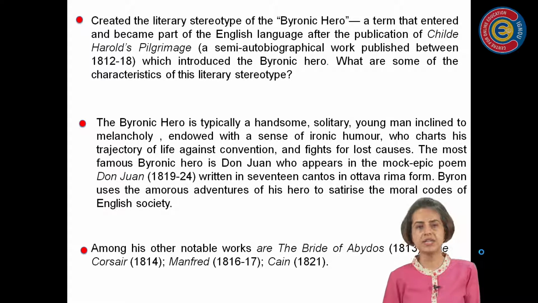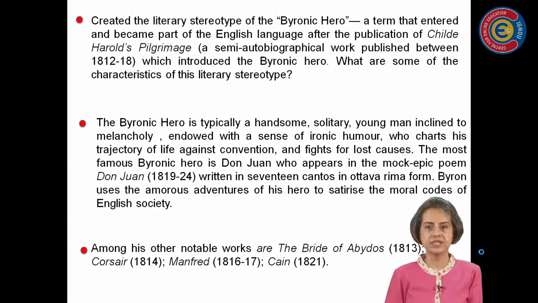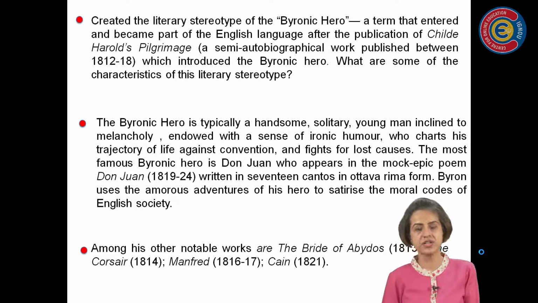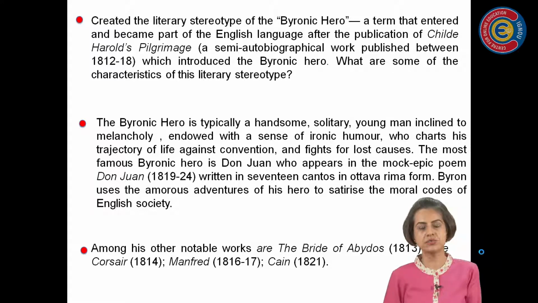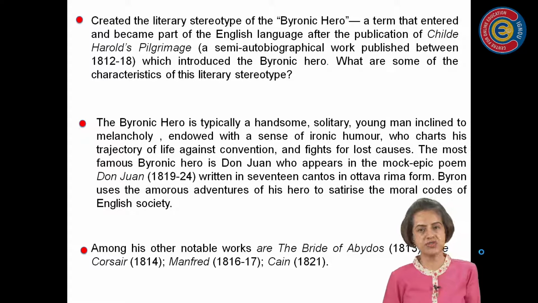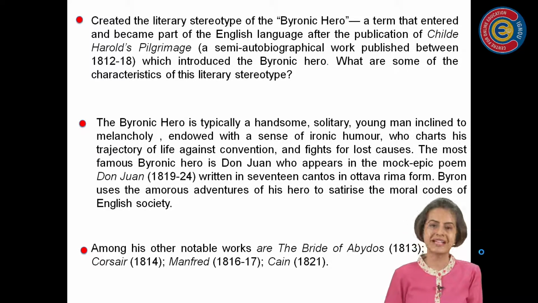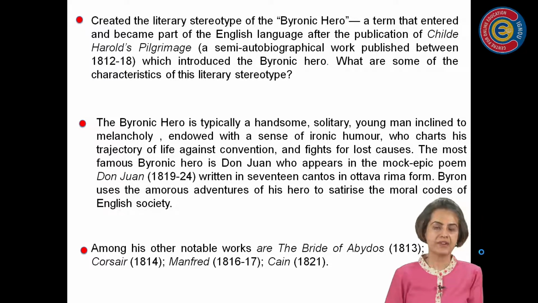Now, the Byronic hero is typically a handsome, solitary young man inclined to melancholy, endowed with a sense of ironic humor, who charts his own trajectory of life against convention and fights for lost causes. The most famous Byronic hero is Don Juan, who appears in the mock epic poem Don Juan, which was published between 1819 to 24, written in 17 cantos in Ottava Rima form. Byron uses the amorous adventures of his hero to satirize the moral codes of English society. Among his other notable works are The Bride of Abydos, The Corsair, Manfred, and Cain.